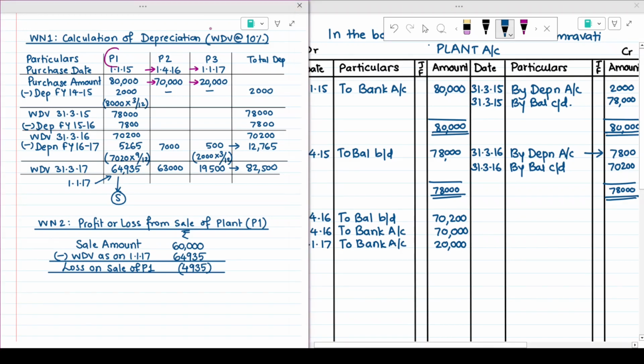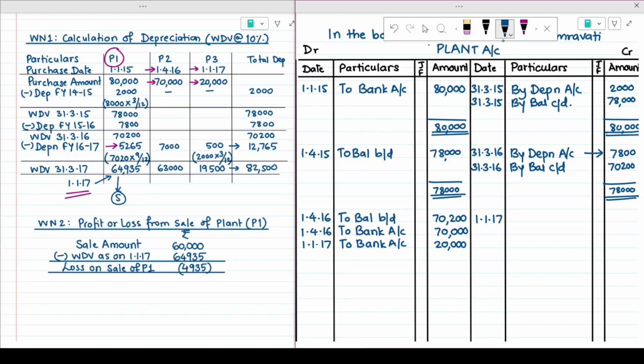We have sold plant 1. We have sold it on 1st Jan 2017. So on this date we will first pass depreciation entry, depreciation on the asset that we have sold. 1st Jan 2017 by depreciation account, the amount is 5265. Then we will pass the sale entry.